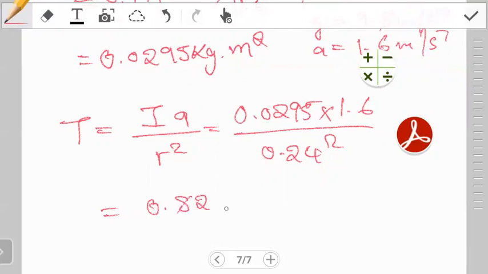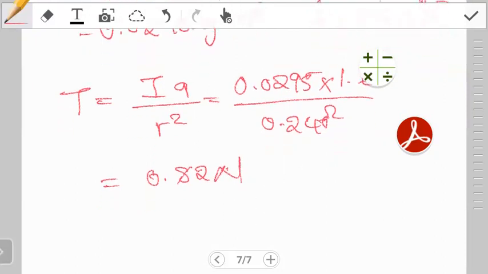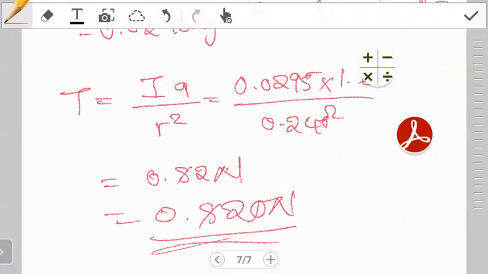The tension is 0.82 newtons. Everything else is to 3 significant figures, so you can say it's basically the same, 0.82 newtons, or you can write it as 0.820 newtons if you want to do significant figures. Okay, so that is the tension.